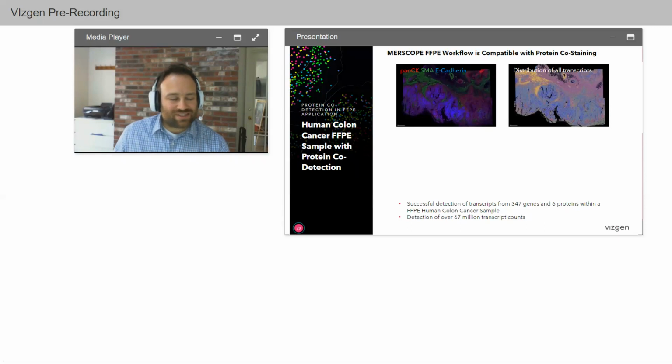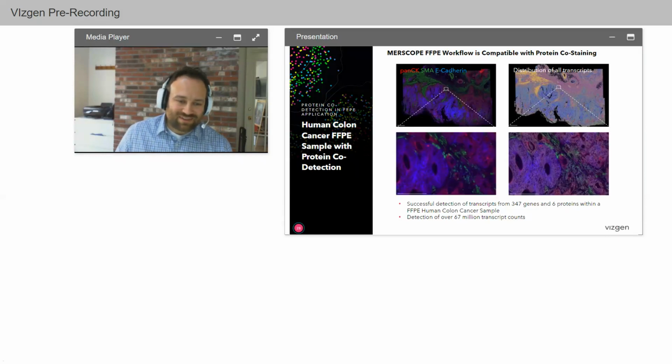We detected over 67 million transcript counts. So incredible data. Zooming into these areas, we can see where these proteins are expressed differently. Additionally, looking at transcripts, we can see how they are expressed differently as well. But again, the idea here is that we can successfully generate protein co-detection data within FFPE samples using our protocol.